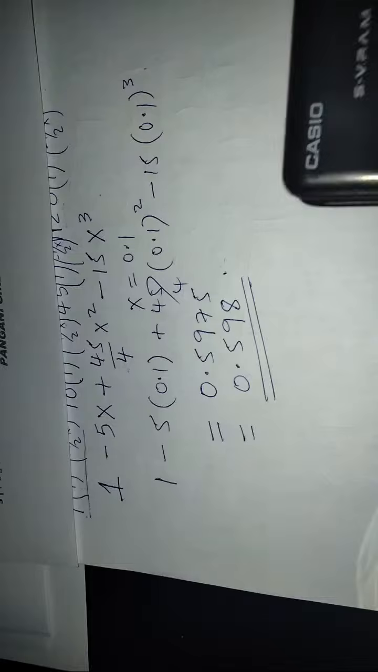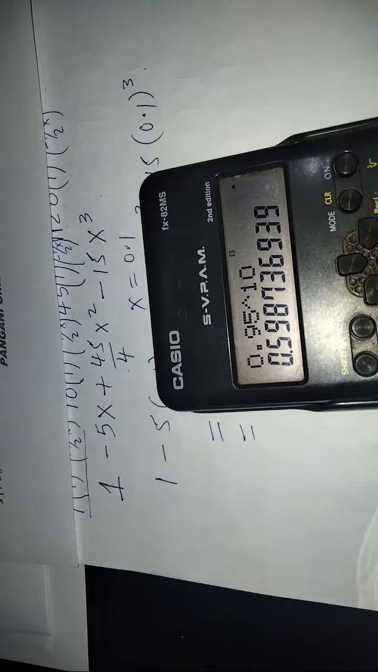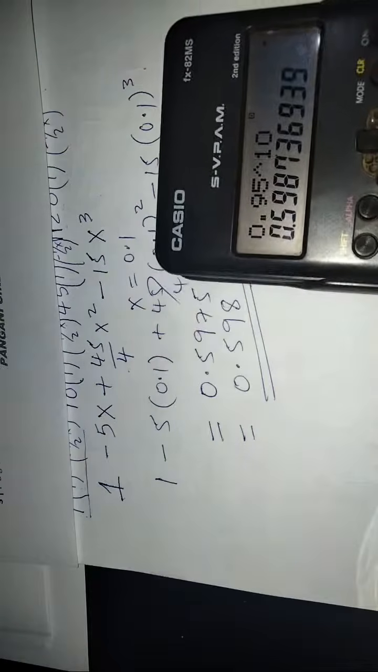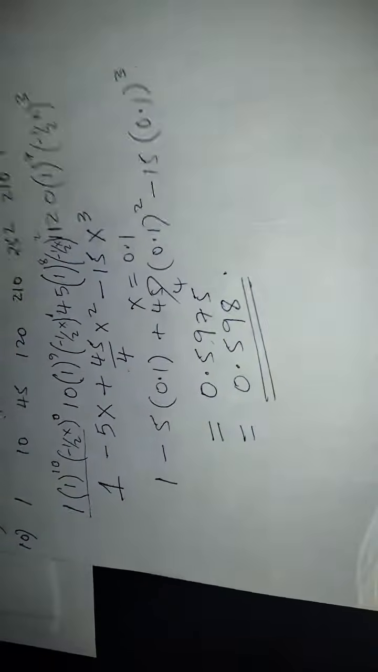In case we carry out 0.95 raised to power 10, we are getting 0.598. And when we truncate to 3 decimal places, we are still correct. So our expansion is accurate. We can go to the next question, which I see is a question in Form 3 on mixtures.